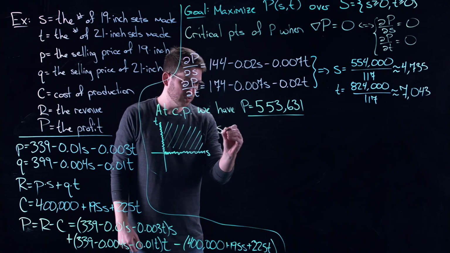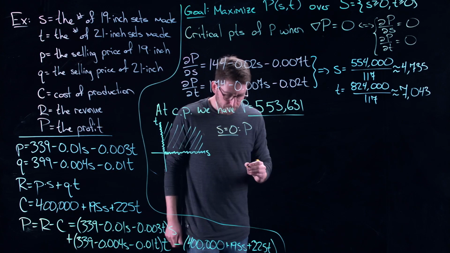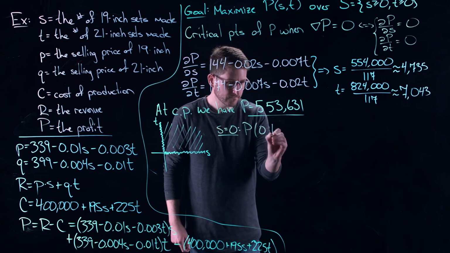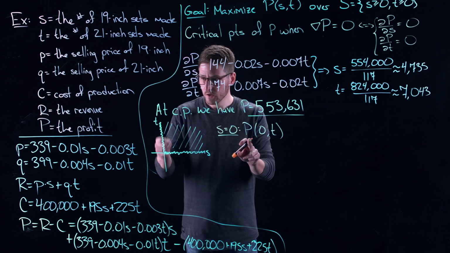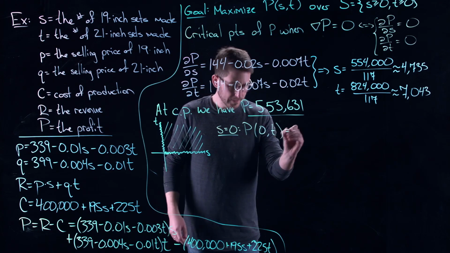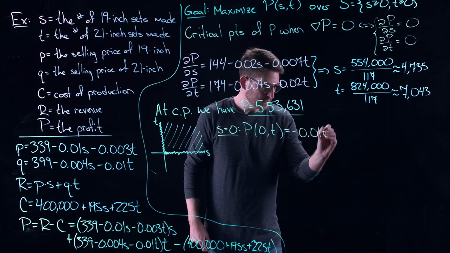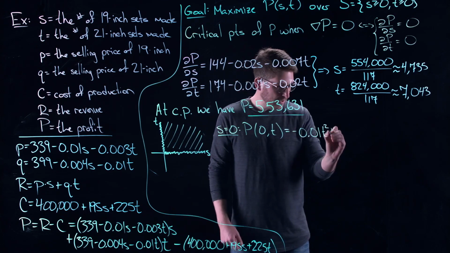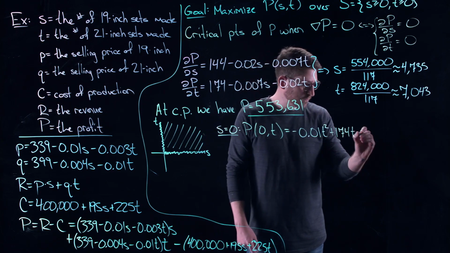So let's check S equal to 0. Now we've got a profit function that looks like this. Okay, so again, we want to maximize the profit function along the S equal to 0 line. And this thing is going to be negative 0.01 t squared, and then plus 174t, and minus 400,000.